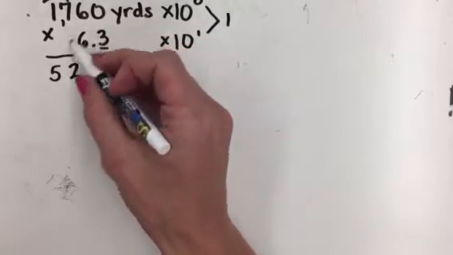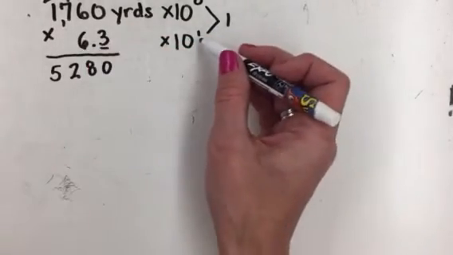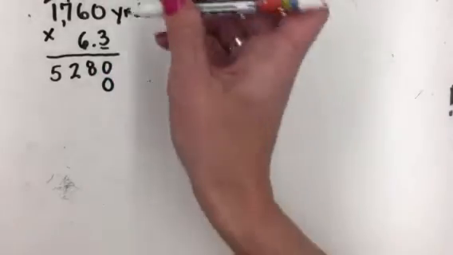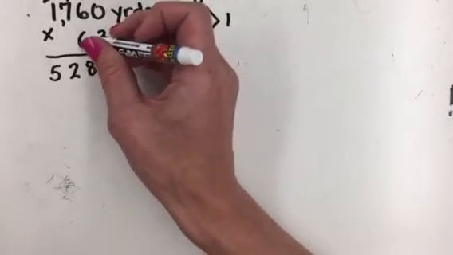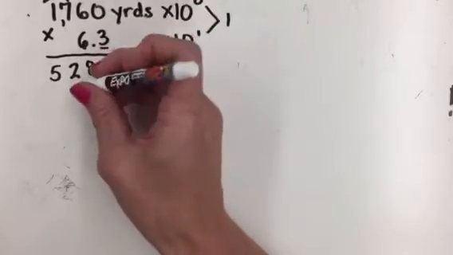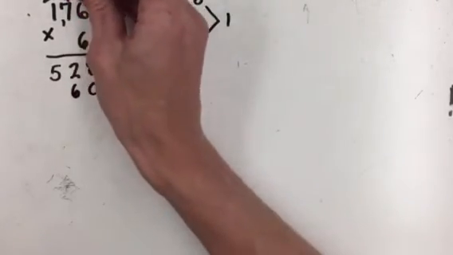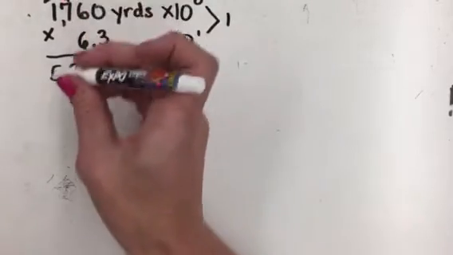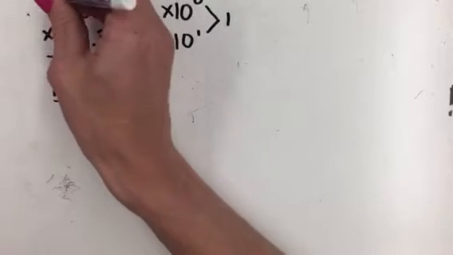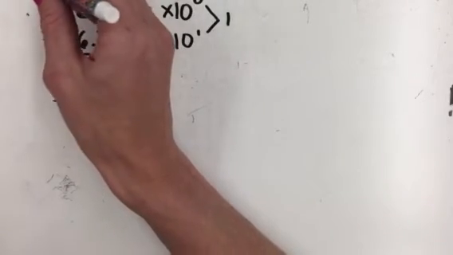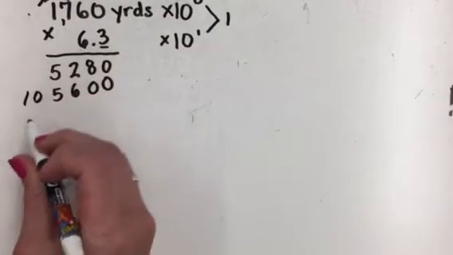Now again, I'm going to treat this like it's in my tens place because I'm going to do a power of 1. So I need to drop that 0 to show that I'm in my tens place. 6 times 0 is 0. 6 times 6 is 36. I'm going to regroup my 3. 6 times 7 is 42, plus your 3 is 45. I'm going to regroup my 4. 6 times 1 is 6, plus 4 more gives you 10.